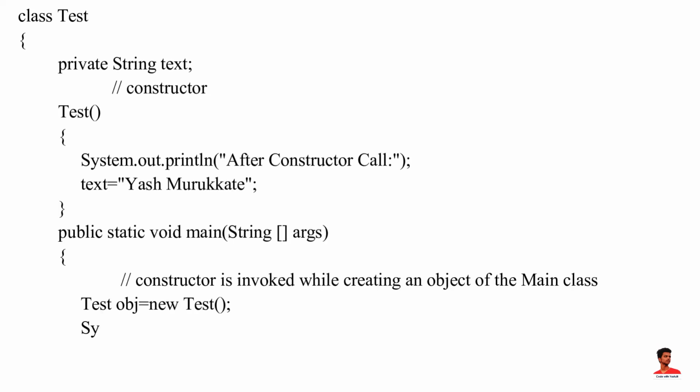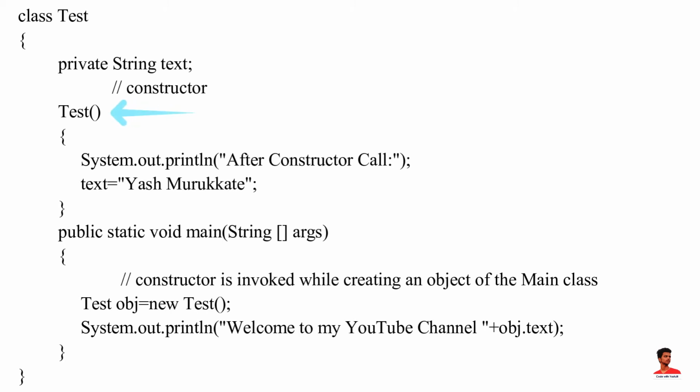In this example, we have created a constructor named Test. Inside the constructor, we are initializing the value of the text variable. Notice the statement of creating an object of the Test class. Here, when the object is created, the Test constructor is called and the value of the text variable is initialized. Hence the program prints the value of the text variable as Yash Murukte.